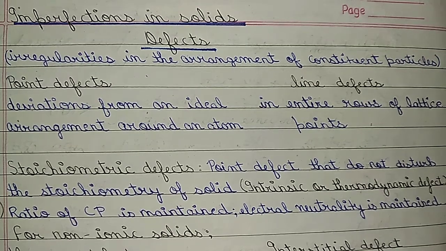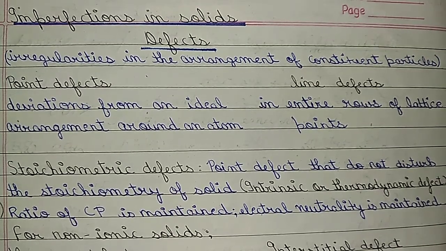Hello friends, today we are going to discuss our topic, imperfections in solids. Now the first question is, what are defects? Defects are basically the deviations or irregularities in the arrangement of constituent particles. While arranging the constituent particles like atoms, ions or molecules, some deviations or irregularities occur, which are known as defects. Basically there are two kinds of defects, point defect and line defect.